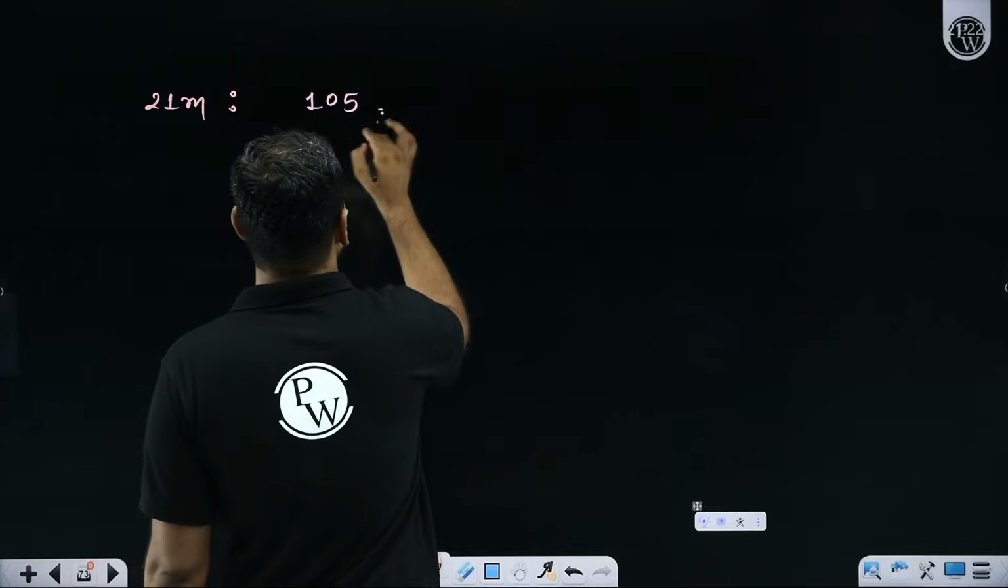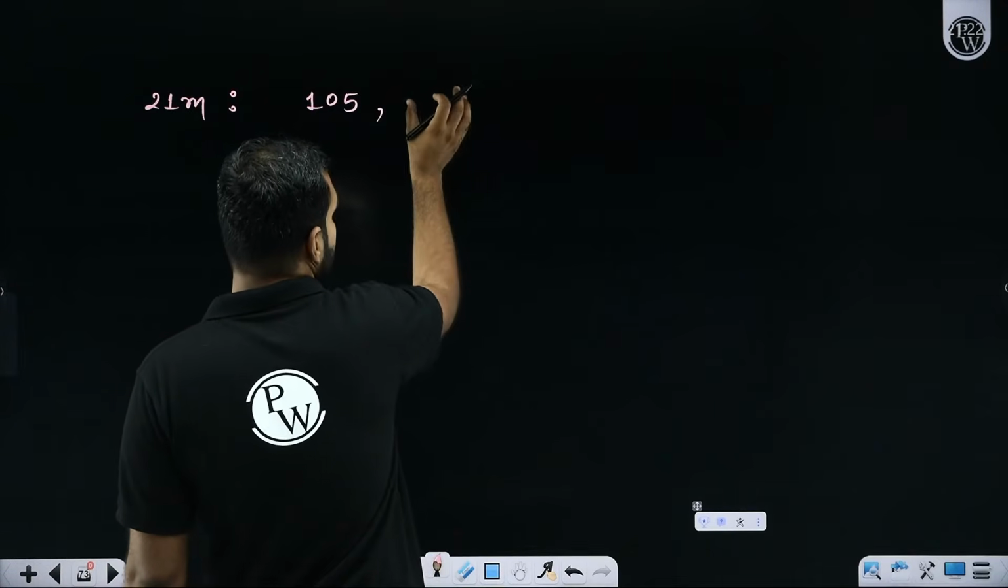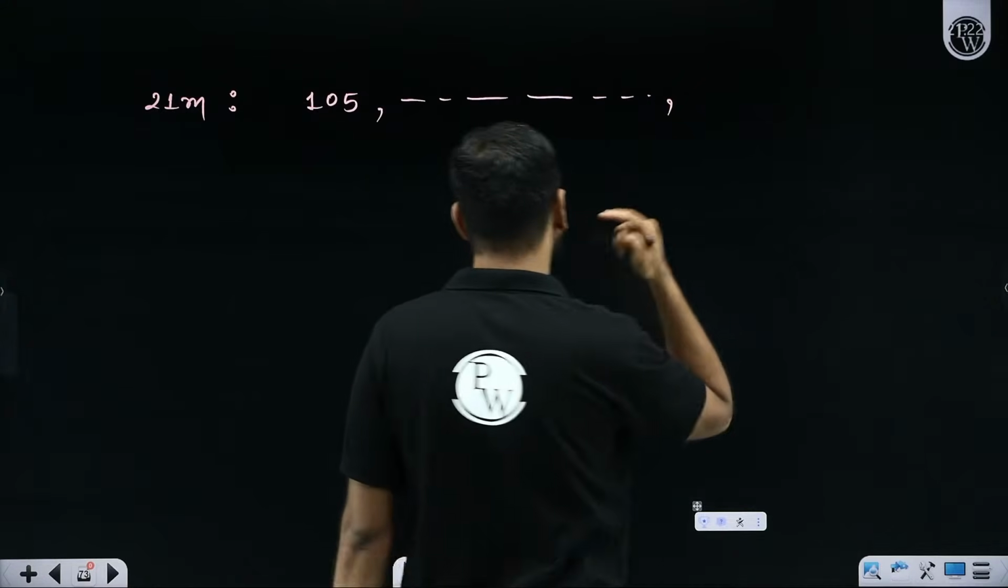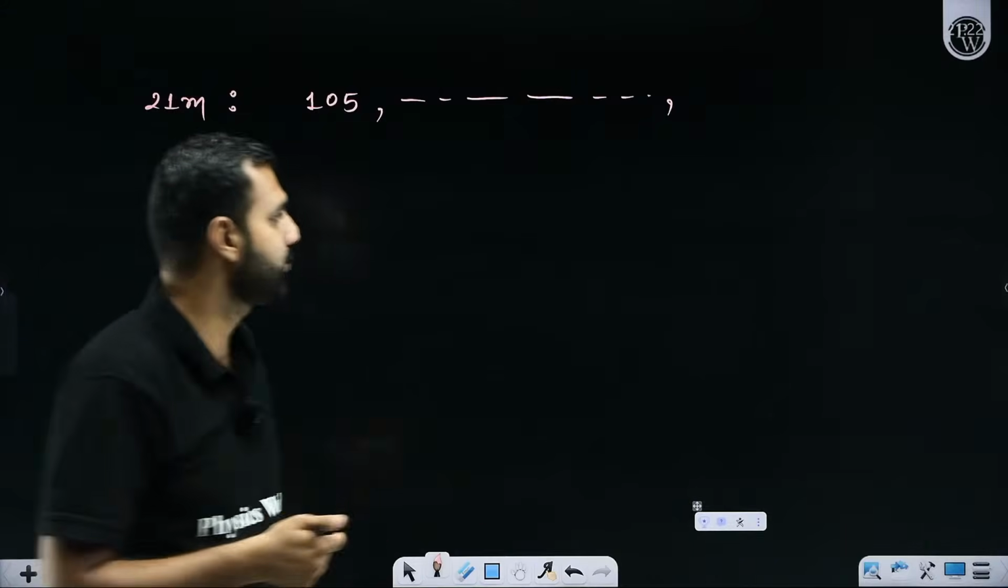And so on. So 105 plus 105 plus 21 plus 21 plus 21, and so on. An AP will get formed. So what will be the last term? Okay, let's try and crack the last term.